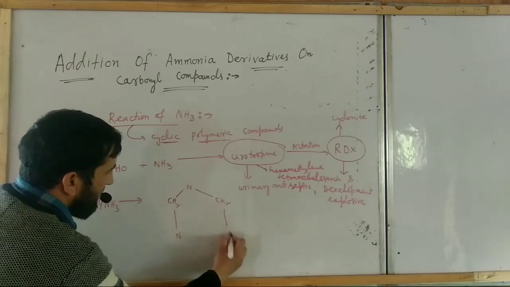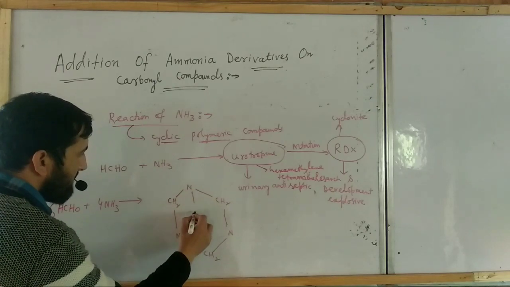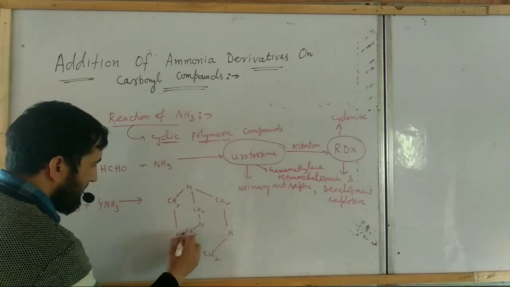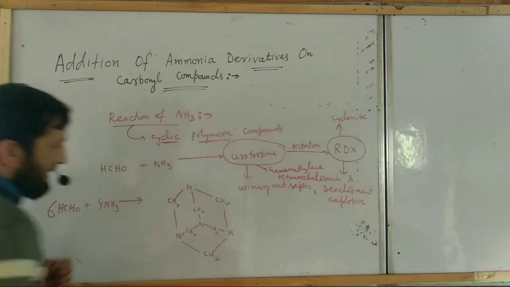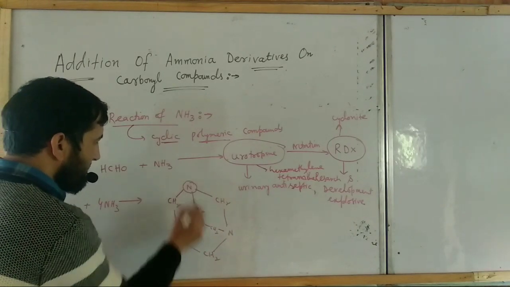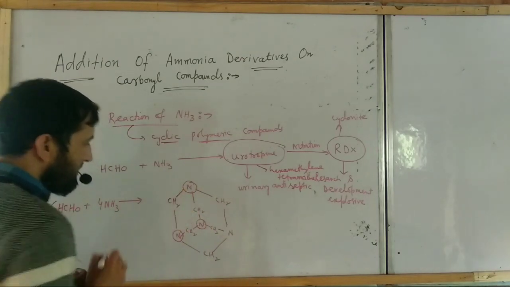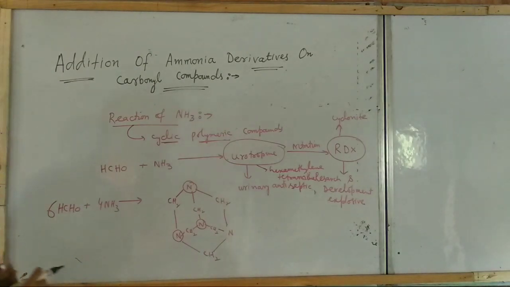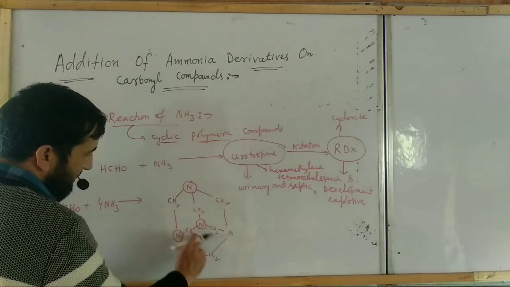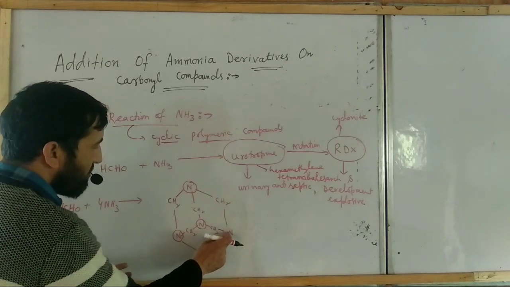Single bond CH2, single bond CH2, single bond, and single bond CH2, single bond CH2. So the nitrogen atoms are linked with methylene bridges. This is one nitrogen atom, this is another nitrogen atom. They are linked with a methylene bridge. Here also the 2 nitrogen atoms are linked with methylene bridges. So this compound contains 6 methylene groups, that is 1 CH2 group, 2, 3, 4, 5 and 6. So it contains 6 methylene groups, so it is hexamethylene, and it also contains 4 amino groups.